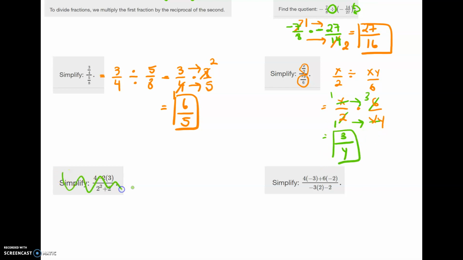Now we are not going to go ahead and do these again because we want to make sure that we talk about order of operations before we actually go into those a little bit more complex simplifications.